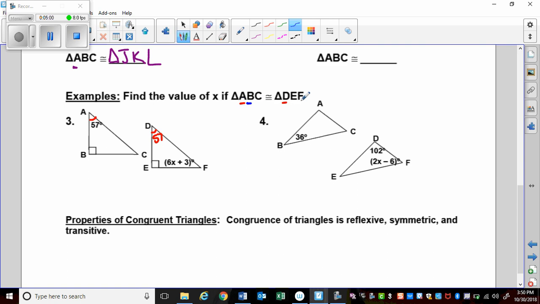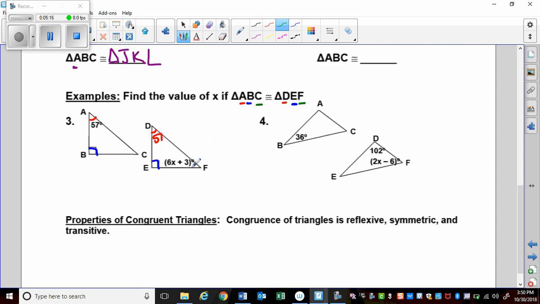They said that angle B is equal to angle E. So B is 90 and E is 90. Very nice. And they said angle C is equal to angle F. So if F is 6x plus 3, then C is 6x plus 3. You can plug that in here if you want.